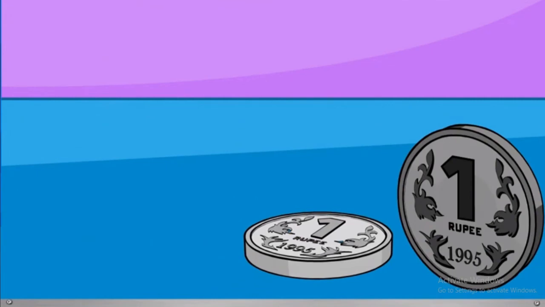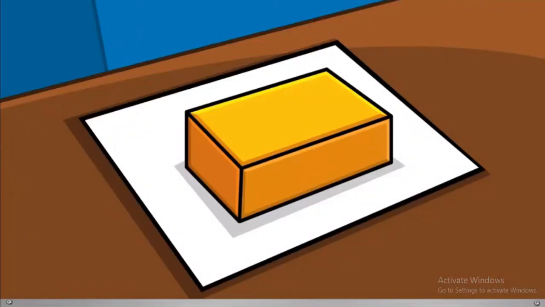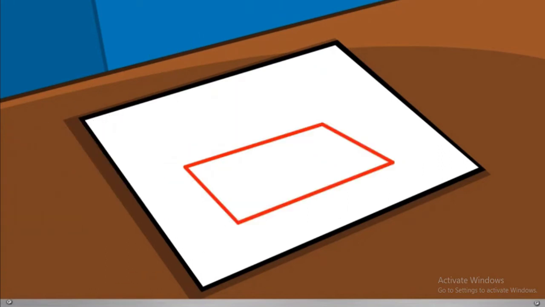Can you think of any other object that can roll as well as slide? To find the outline of an object, keep it on a paper and move your pencil along its borders. See how we can find the shape of this brick. We see that the outline of a brick is a rectangle.